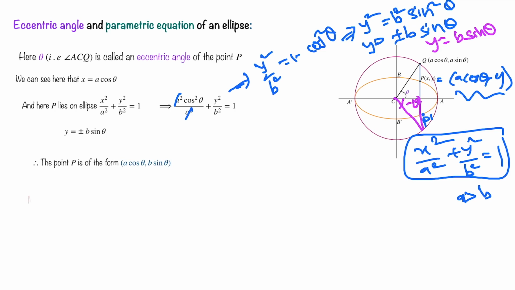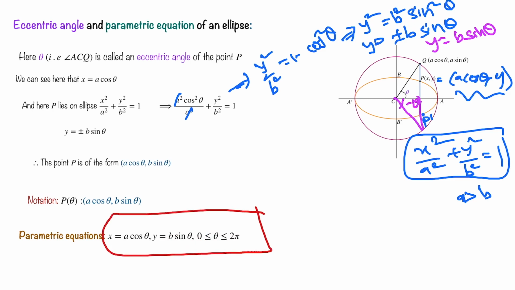Here we use the notation P of theta is a point on the ellipse, meaning a cos theta comma b sin theta. This is our notation for P of theta. We say P of theta is a point on the ellipse x square by a square plus y square by b square equal to 1, meaning this point a cos theta, b sin theta. So we can see that any point on the ellipse x square by a square plus y square by b square equal to 1 is of the form a cos theta comma b sin theta. That's why now we can write down the parametric equation for the standard ellipse: x equal to a cos theta, y equal to b sin theta, where theta varies from 0 to 2 pi. So these are the parametric equations for the ellipse x square by a square plus y square by b square equal to 1. Fine.